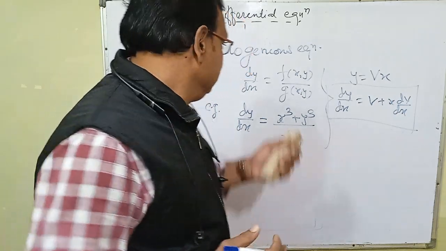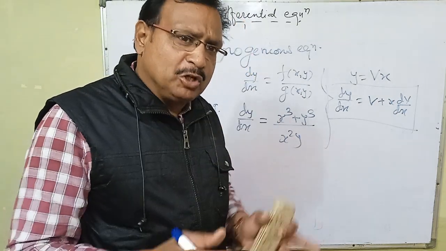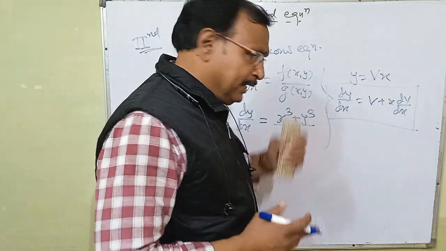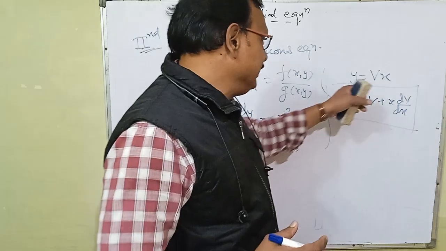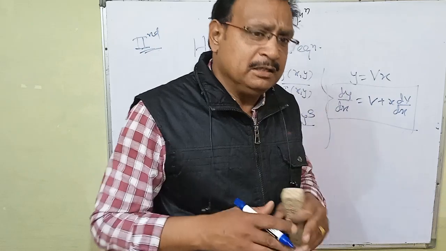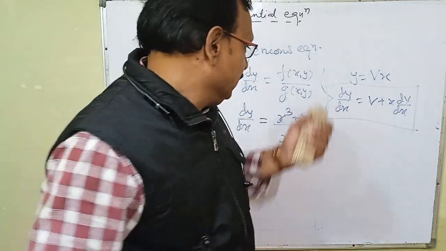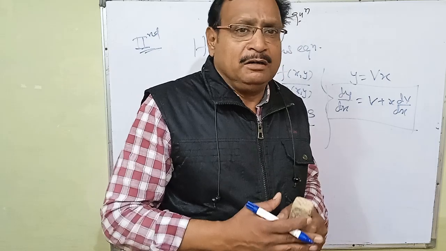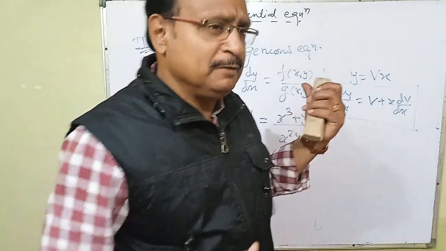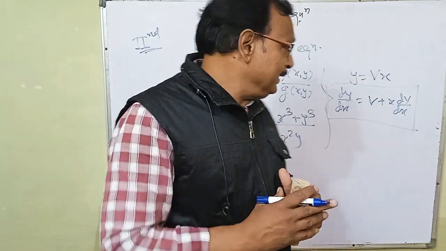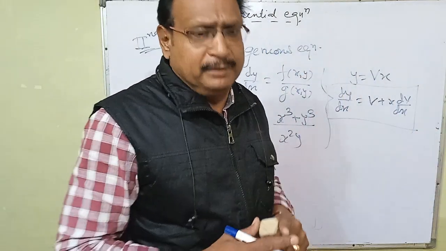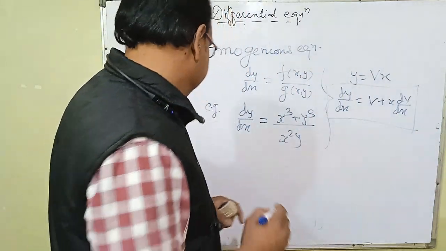When we are given this type of homogeneous equation, first of all we have to put y is equal to vx in the right hand side of this equation, and dy by dx is equal to v plus x dv by dx. Again by transformations we find the equation is in the form of separable variables. Then the method will remain the same as in our previous question. So here is the homogeneous equation.